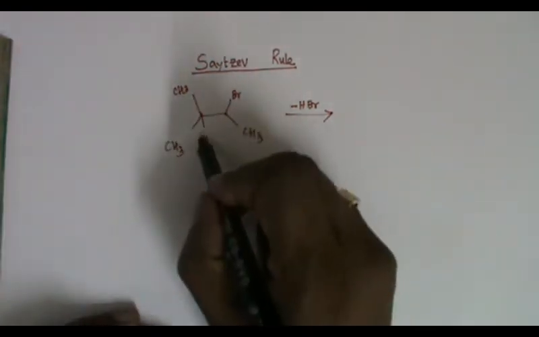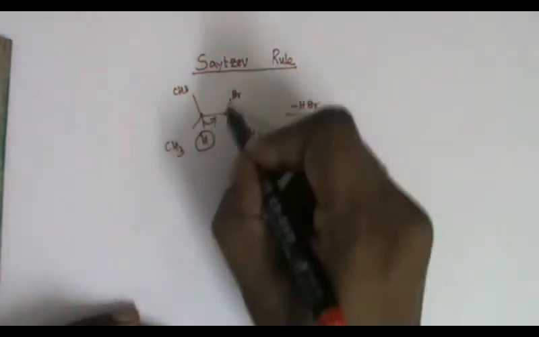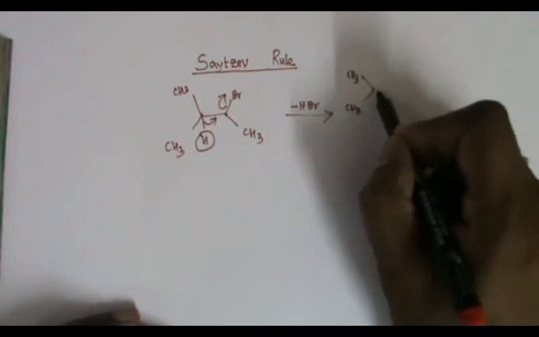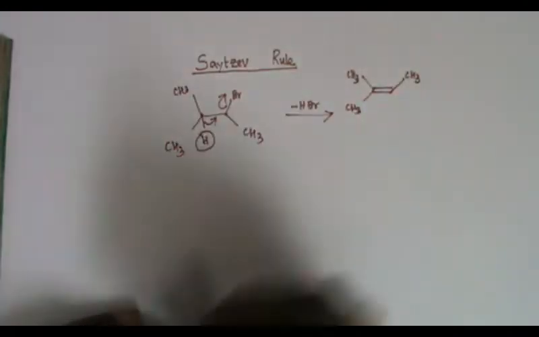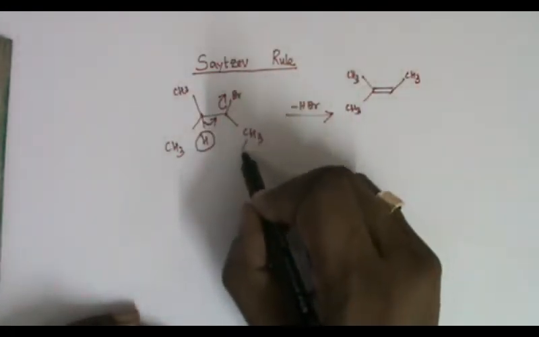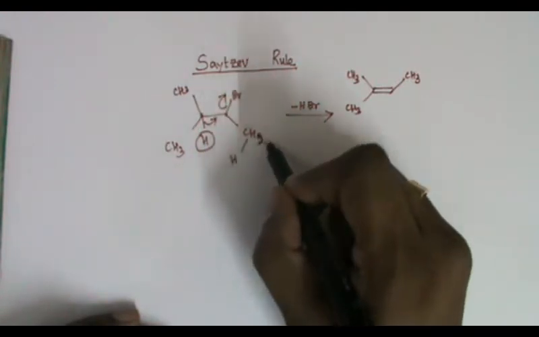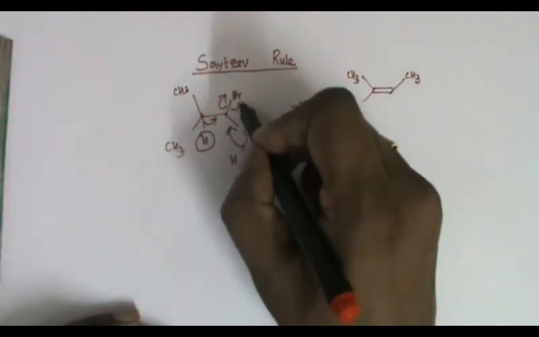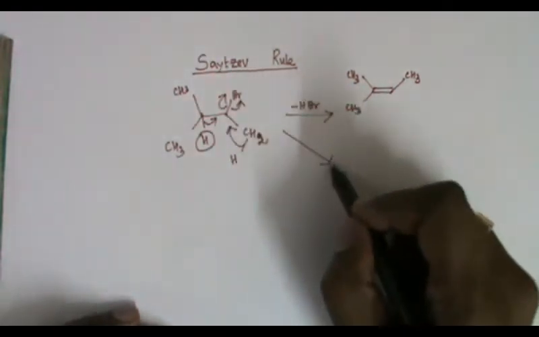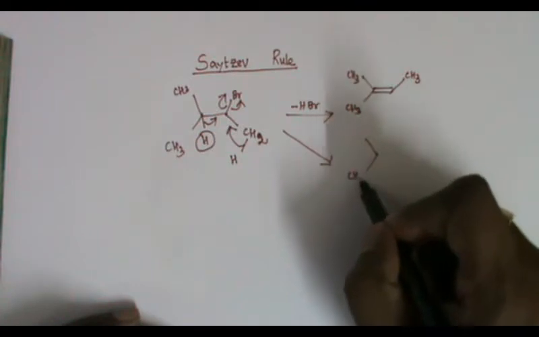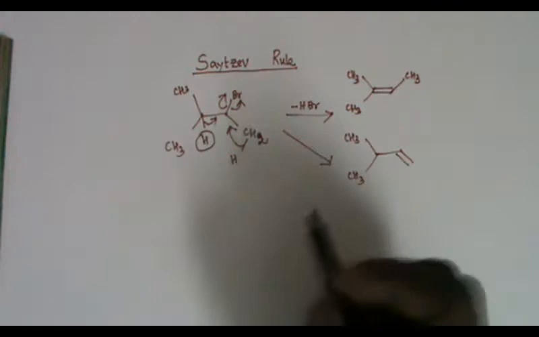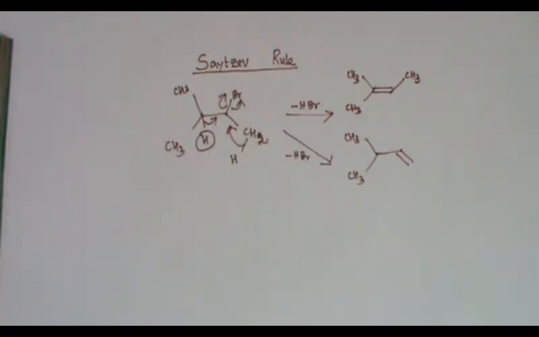The first one, this H may fall here and we may get a product like this. Another possibility, one hydrogen from this, I write like this, CH2H. This hydrogen may fall, we may get a product like this. Which one will be the major? In order to predict that, we use the Saytzeff rule.